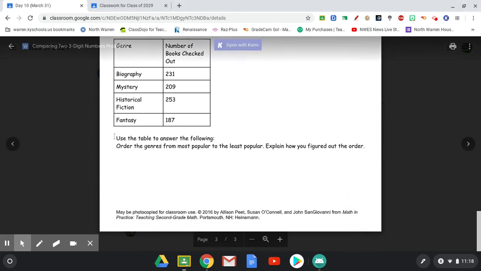Hey guys, this is going to be part 1 of comparing two 3-digit numbers. I think there are 8 problems on this section of the worksheet, so I'm just going to go through half of them, about 4, and then I'll post a part 2 if it's taking a long time, because sometimes those videos run a little bit long. But if I'm able to fit it all in on one video, we'll just do that. So this might be part 1, or it just might be the whole thing, okay?